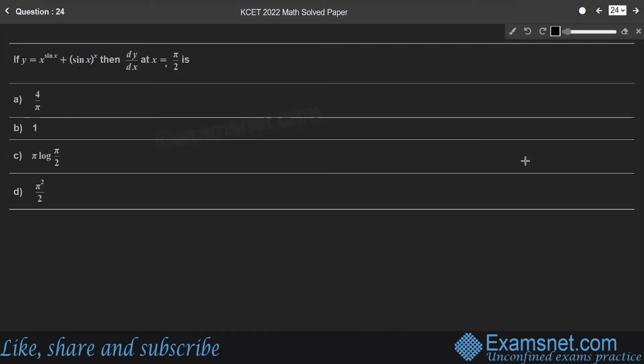Question 24. If y is equal to x raised to sin x plus sin x raised to x, then find dy by dx at x is equal to pi by 2. So students will consider dy by dx, the derivative of the given function. Here x is raised to a power, which is sin x, and here sin x is raised to the power x. Therefore, the derivative becomes d by dx of x raised to sin x plus sin x raised to x.